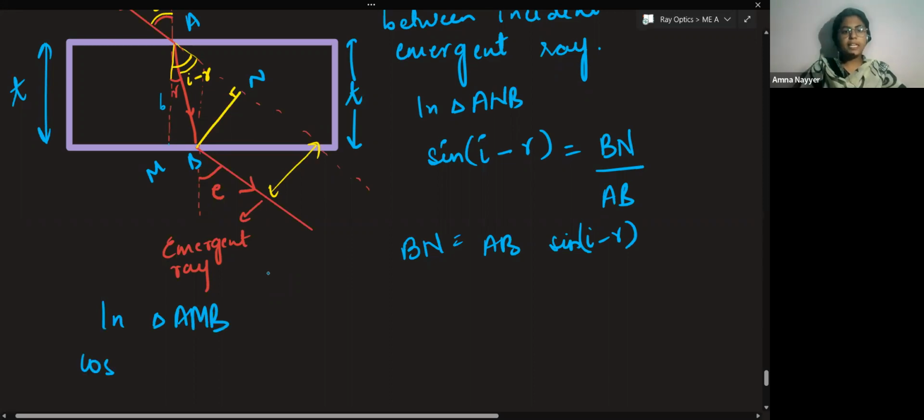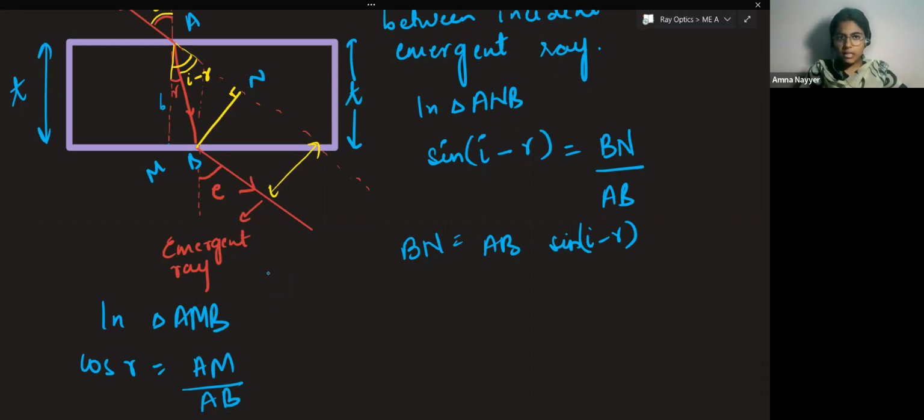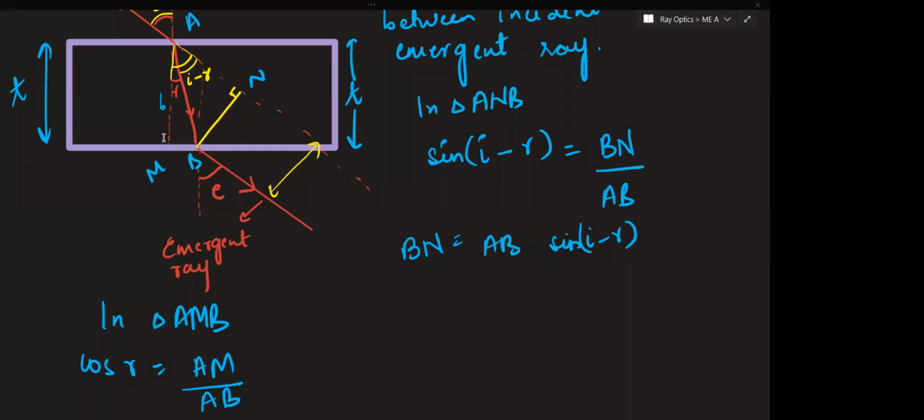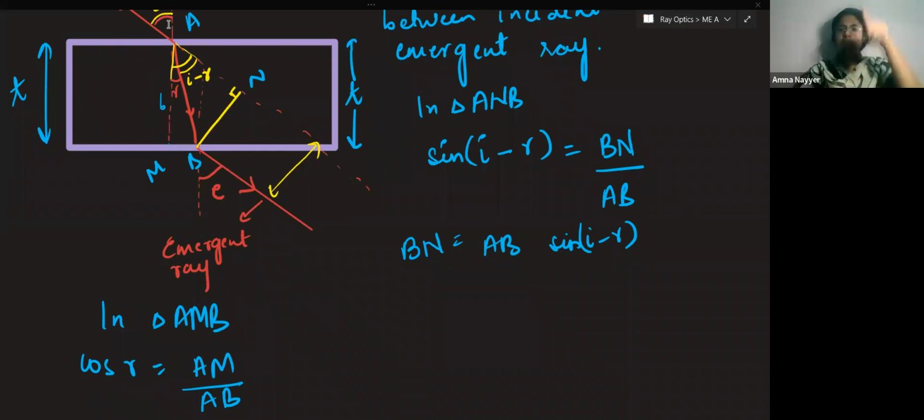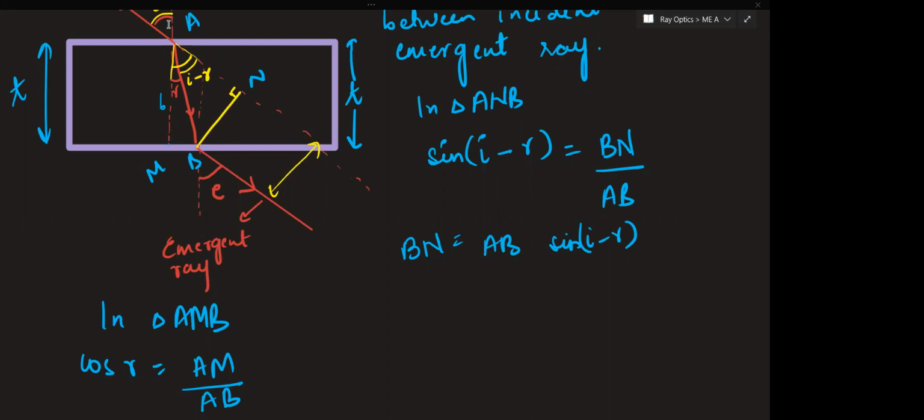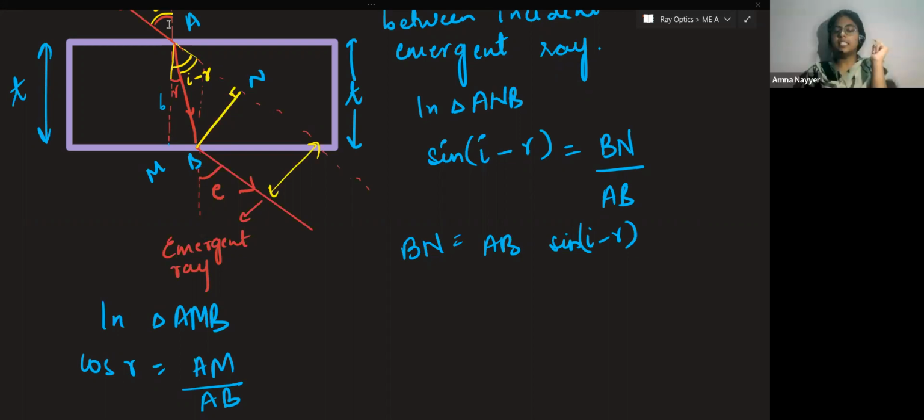Now if you look at triangle AMB and take cos r, that becomes base upon hypotenuse. The base is AM, and the hypotenuse, again, is AB. Can anyone tell me what AM is by looking at the figure? Not the normal, the normal is complete. Just this AM. Look in the figure. T. Good, it is t, the thickness. So I have everything apart from AB.